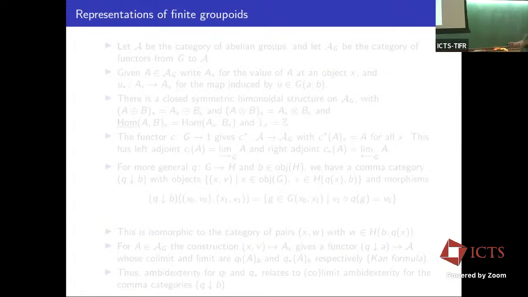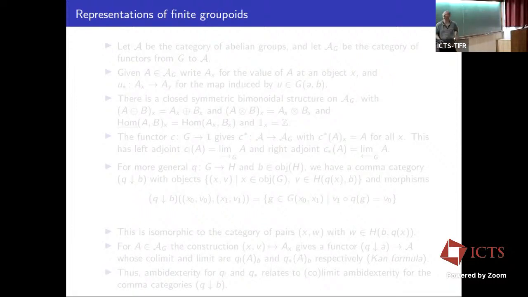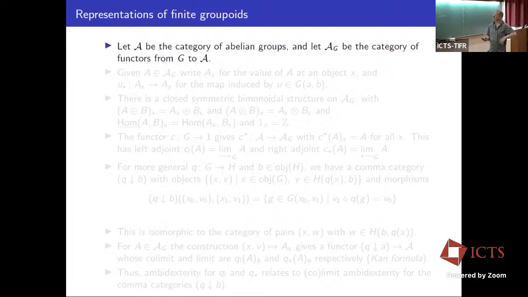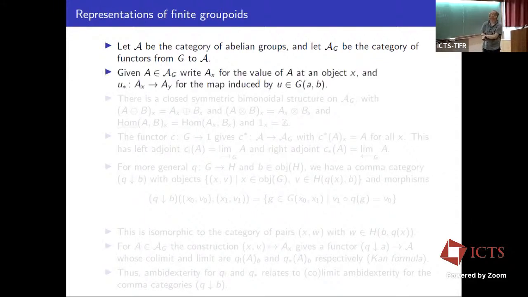Okay, so let's go through it. We had a brief thing at the beginning about representations of finite groupoids, so let's do that again a bit more slowly. So, curly A is the category of abelian groups, and AG is the category of functors from G to A. And that's the basic notation we'll use for this.